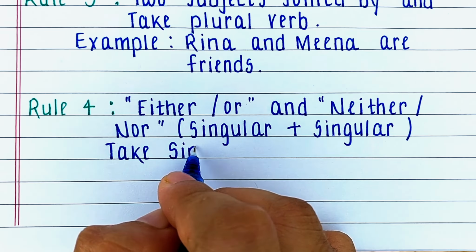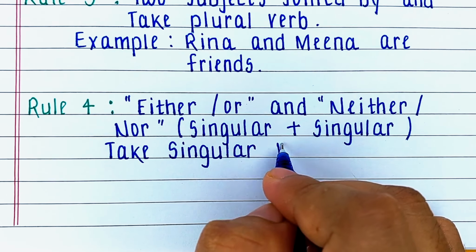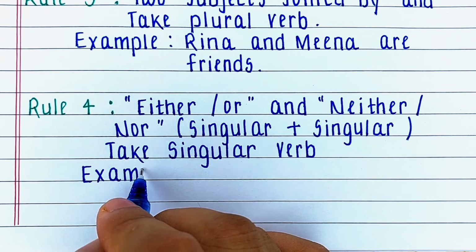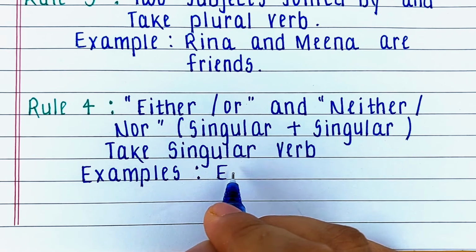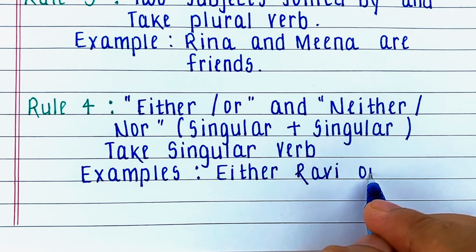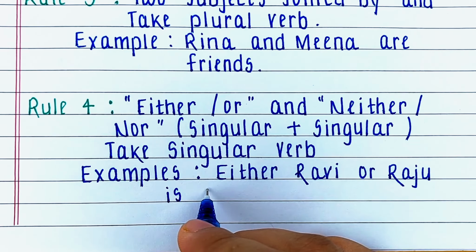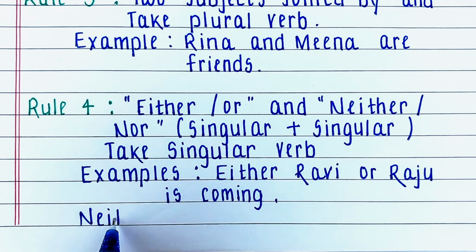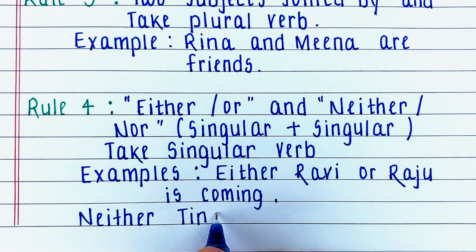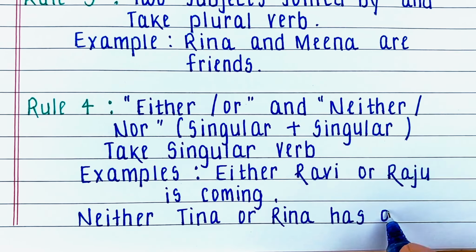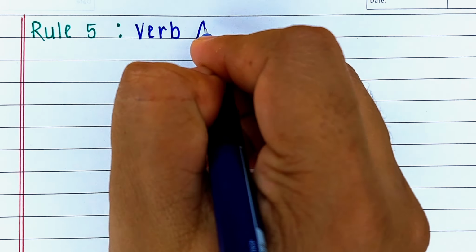Either or and neither nor, that is singular plus singular, take singular verb. For example, either Ravi or Raju is coming. As you can see, is is a singular verb. Next example. Neither Tina nor Reena has a book. As you can see, has is the singular verb that we have used. Next is rule number 5.